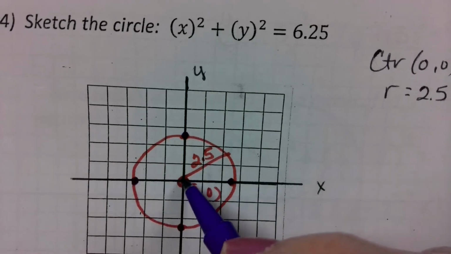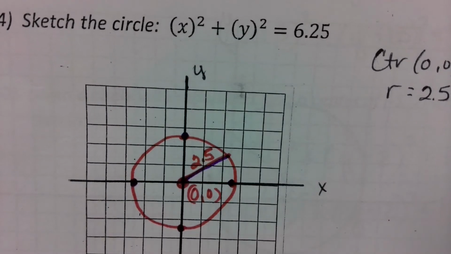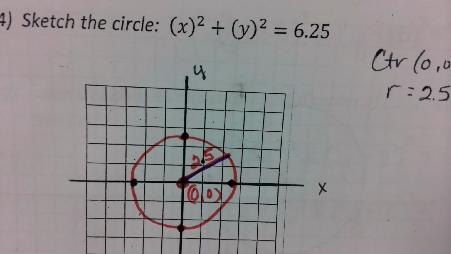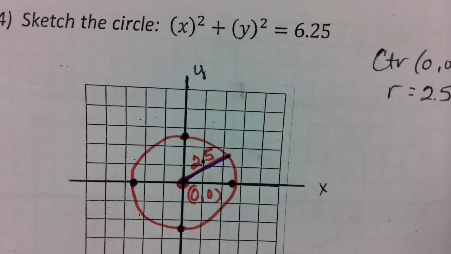Again, draw your radius and label it. Oh, it doesn't matter if you label it 2.5 or 2 and a half. That part doesn't matter, does it? Do it decimal. It's easier to write a decimal when you don't have much space. Any questions on that one? Are we good with this? This shouldn't be too hard.